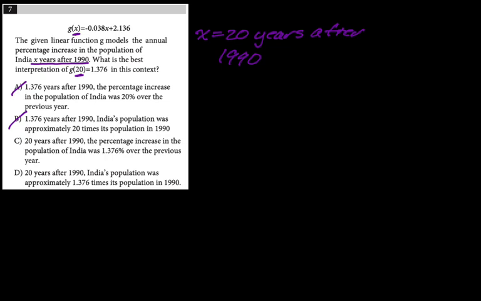C is the percent increase in population of India was 1.376% over the previous year. D, India's population was approximately 1.376 times its population in 1990. So in this case, I'm going to look back at the problem. The given linear function models the annual percentage increase in the population of India x years after 1990. The annual percentage increase. So which of these mentions an annual percentage increase?